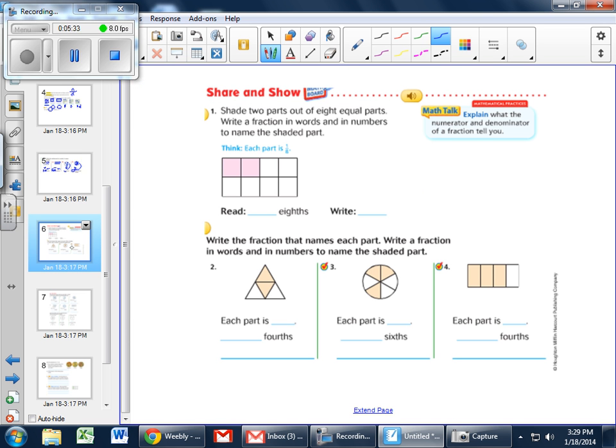We are flying through this lesson. Share and show, you're still on page 320. Shade 2 parts out of 8 equal parts. Write a fraction in words and in numbers to name the shaded part.